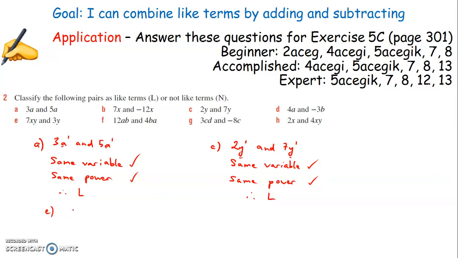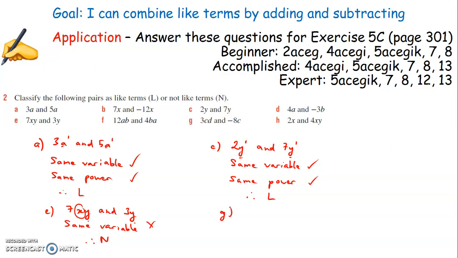Okay, next one, E. We've got 7xy and 3y. Again, the same two checks. Do they have the same variable? Well, what I can see here is they both have y, but for E, it's also got an extra x. So they don't have the same variables. Therefore they are not like terms.